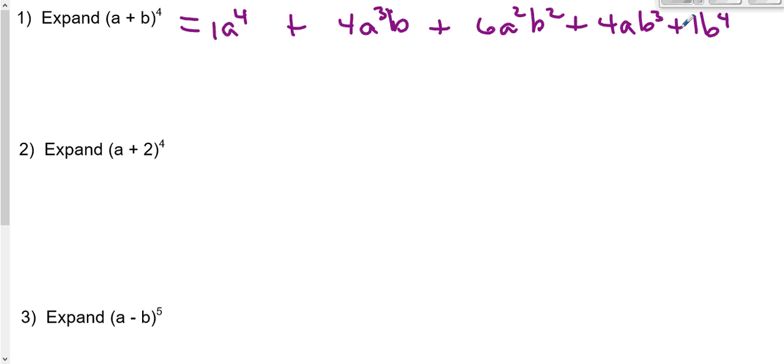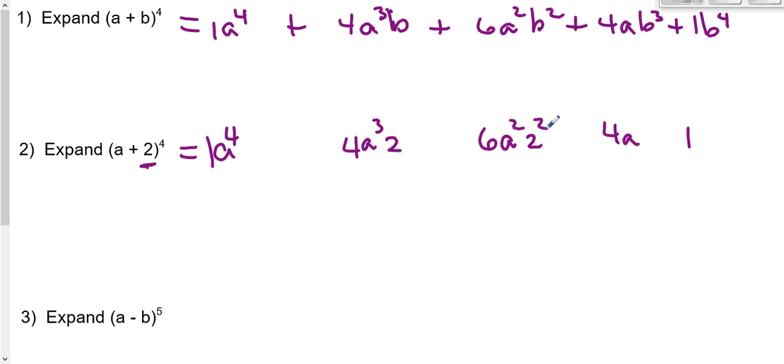Let's expand a plus 2 to the 4th. So we can apply all the same patterns. So we have 1, 4, 6, 4, 1. We have a to the 4th, a to the 3rd, a to the 2nd, a to the 1st, and a to the 0. And now we have, instead of b, we have 2 to the 0, 2 to the 1st, 2 to the 2nd, 2 to the 3rd, and 2 to the 4th. And we're going to add all those terms together.